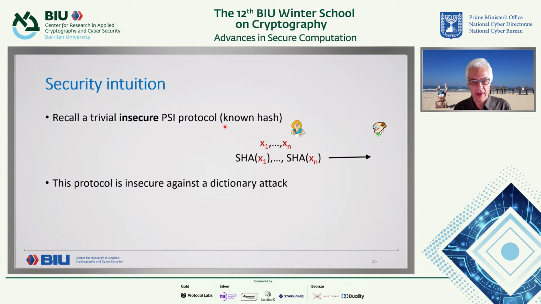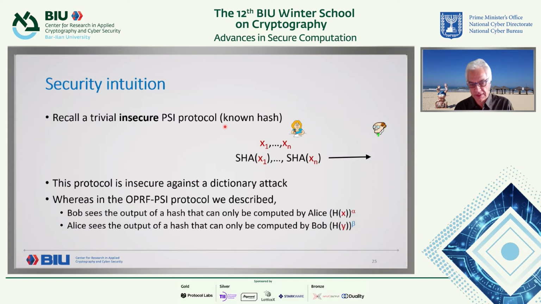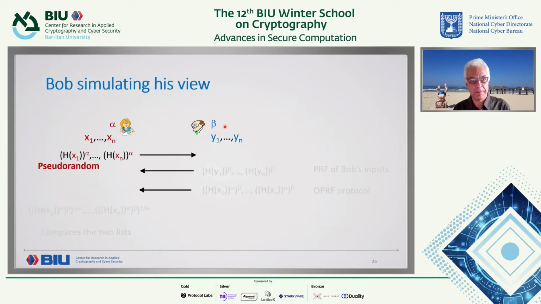Okay. So this is basically what I said. You can also prove this by simulation. Bob can simulate his view in the protocol because basically what he sees here is pseudorandom. This is exactly the output of the pseudorandom function with a key that only Alice has.